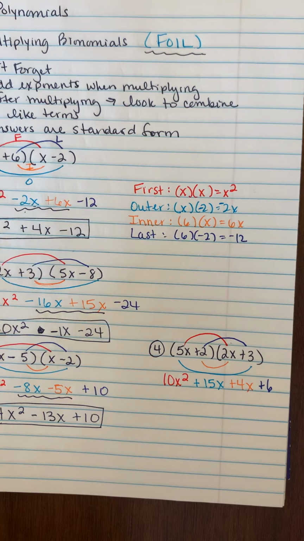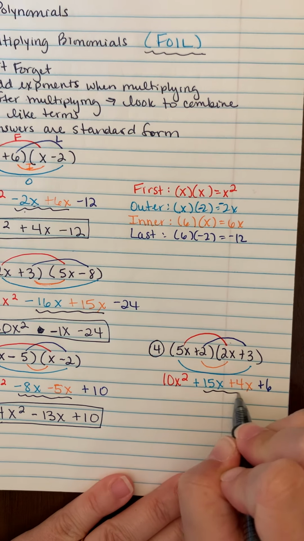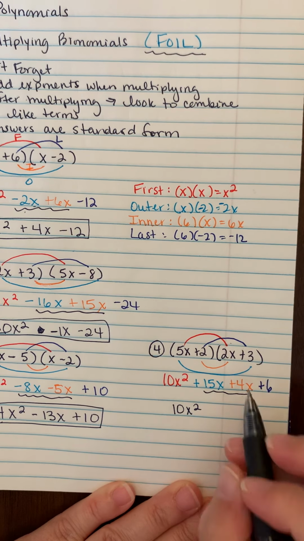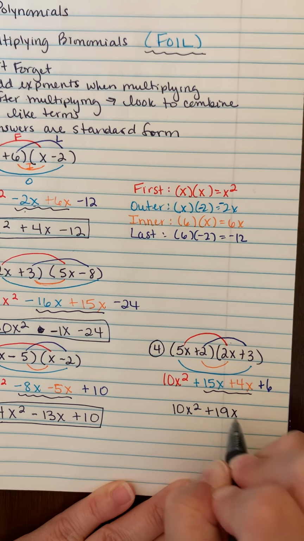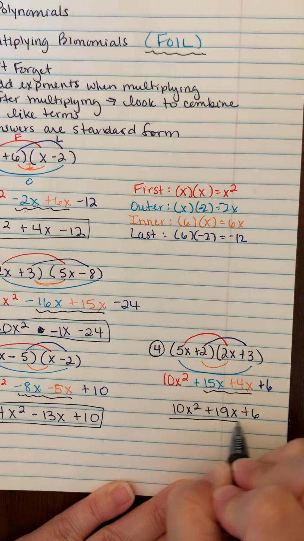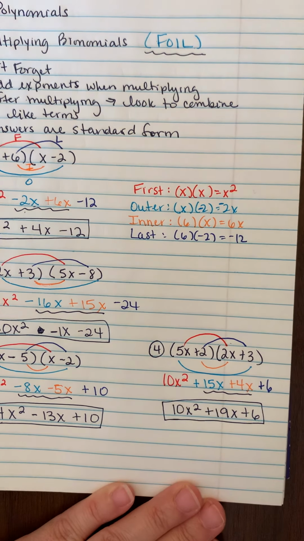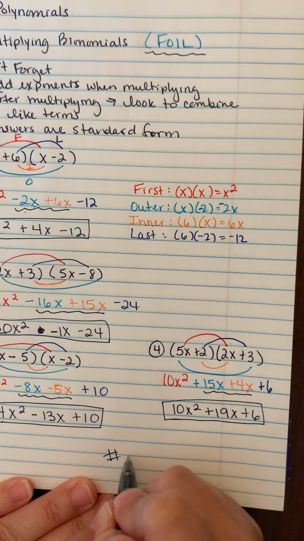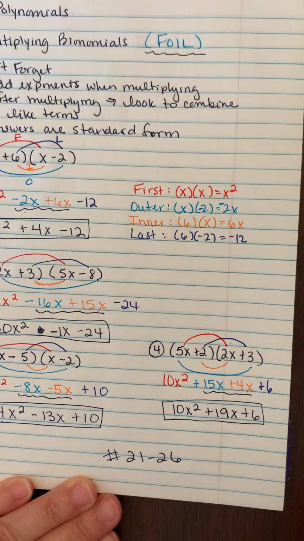Now you want to combine your like terms. So 10x squared, 15x plus 4x is 19x plus 6. Now you can complete numbers 21 through 26.